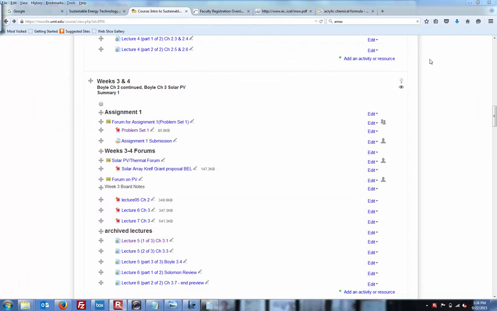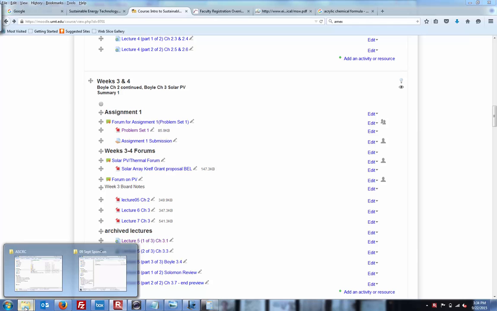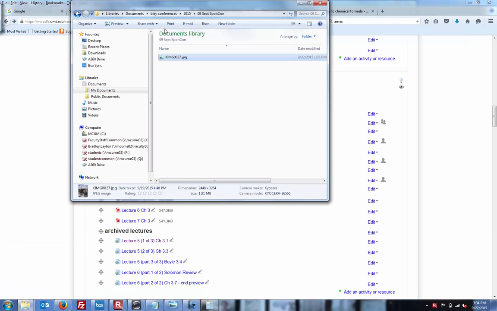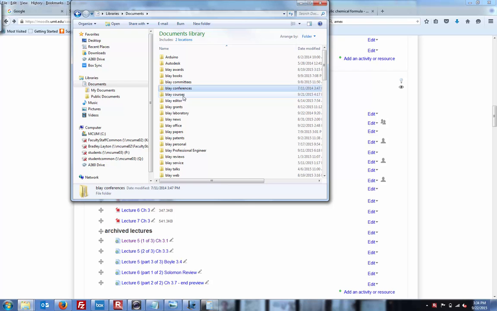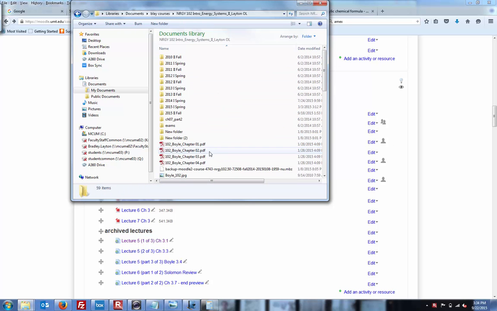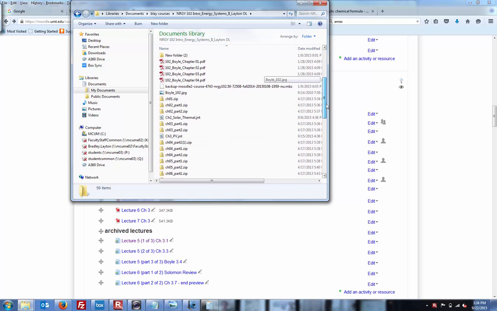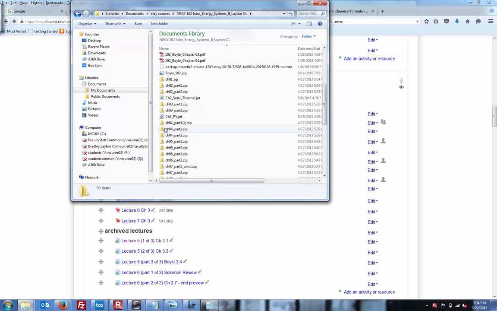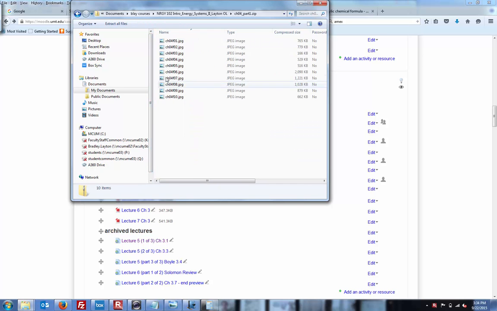So let's get into chapter 4. This is bioenergy. Pick up a couple of the figures. Look through those guys. It's one of the longer chapters in the book.